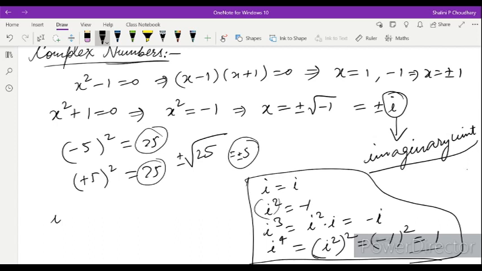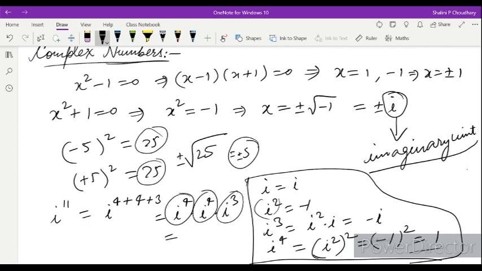If we have i to the power 11, it means i to the power 4 plus 4 plus 3, that is i to the power 4 into i to the power 4 into i to the power 3. So this will be 1, this will also be 1, and i to the power 3 will be minus i. So i to the power 11 will be minus i. This is the way we have to solve.